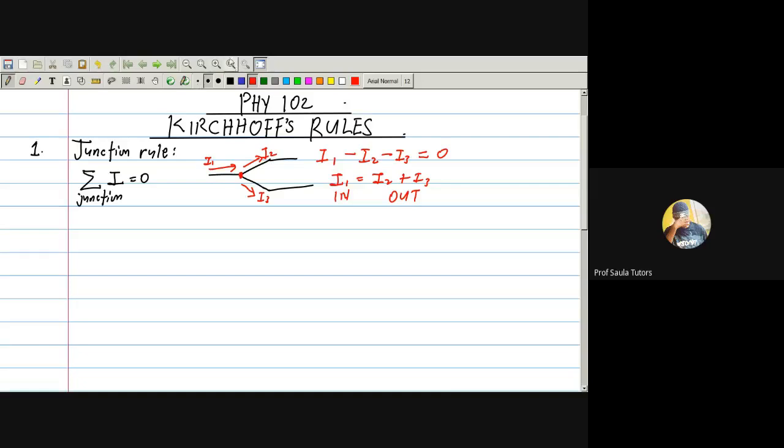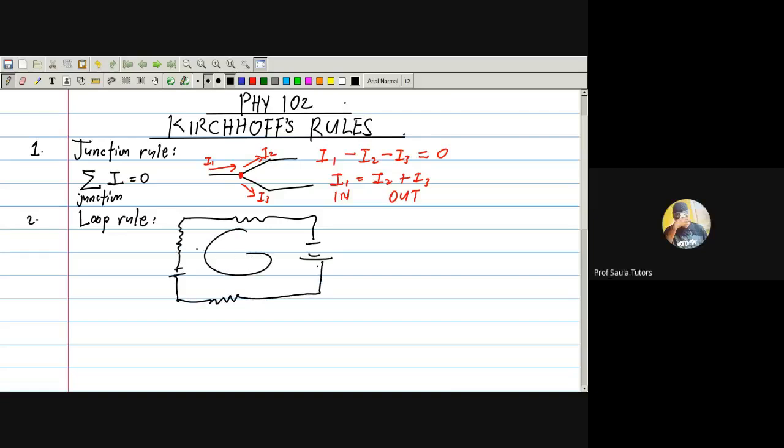This is the first rule. Now, the second rule is the loop rule. Is the what? It's the loop rule. Yes. So this loop rule is telling us that if I have a closed loop, for example, let me say this is what we call a loop. Let me say you have some circuit elements, something like this. This is what we call a closed loop.